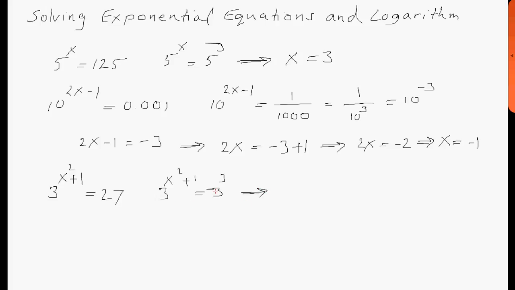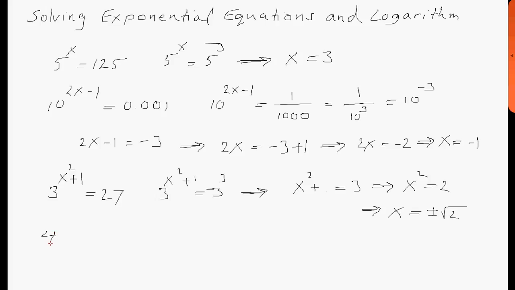So in order for equality to hold, x squared plus 1 has to be equal to 3. That means x squared is 2. At this point you can use the square root property. This implies that x is plus or minus radical 2. Okay, one last example of this kind of exponential equations.